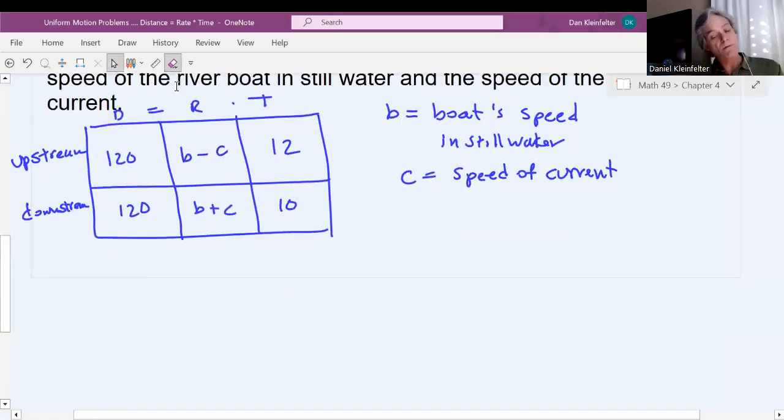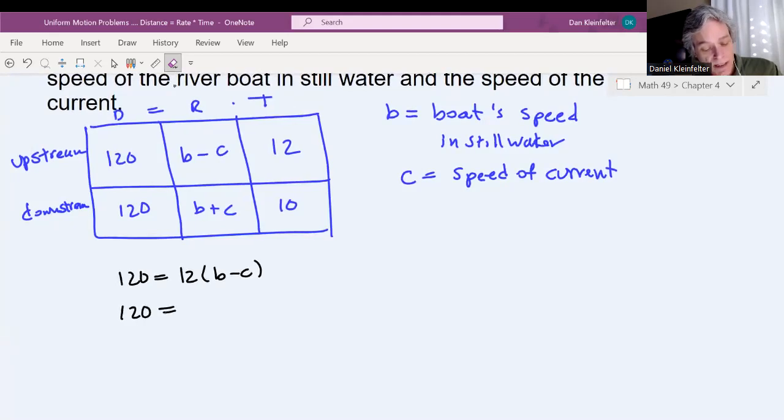So first, we'll have distance equals rate times time. So 120 is equal to 12 B minus C. And then also we'll have 120 is 10 B plus C. Okay, so there's our system of two equations and two unknowns.